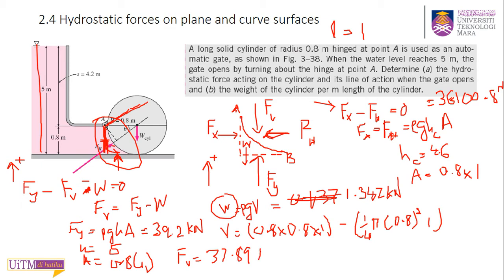Kilonewton. Okay, so you have your Fv, you have your Fh. Where is our Fh? Okay, now you can find Fr, right? So Fr equals the square root of Fh squared plus Fv squared. What is the value?